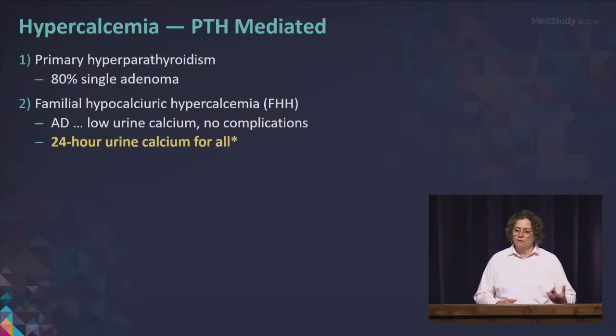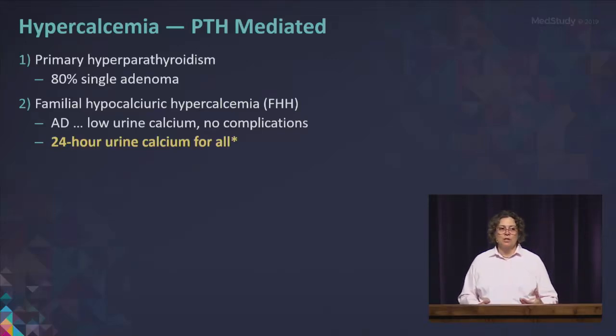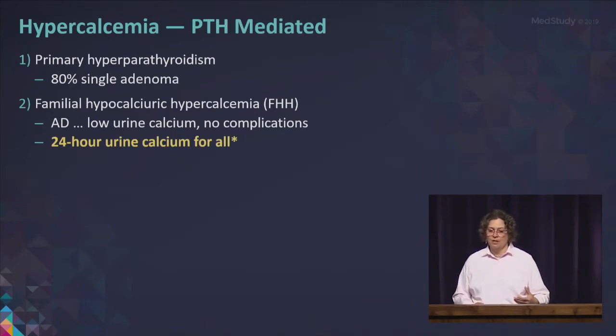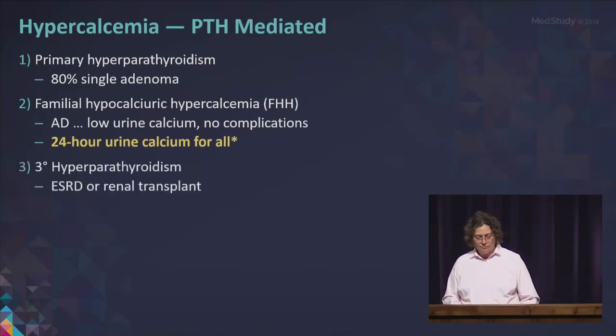And of course, we have to differentiate it. And especially in someone young, healthy, with a family history, we want to make sure that it is not FHH. And that's where we do our 24-hour urine calcium, and we find that it is actually very low in FHH.